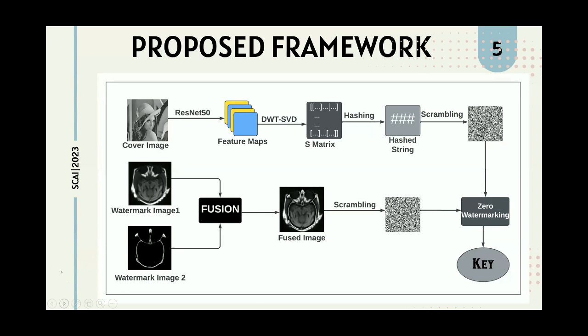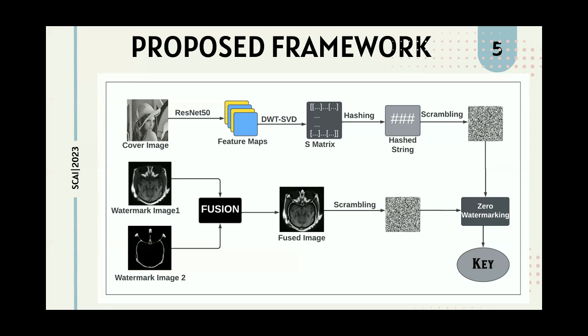So firstly, there are two images, watermark image 1 and watermark image 2. These two images are those to which we need to provide the protection. So what we will do, the fusion is performed on these two images. After the fusion is performed, we receive one image, that is a fused image. For the fused image, scrambling is performed. After scrambling, we get some kind of output. So this will go to one of the inputs of the zero watermarking.